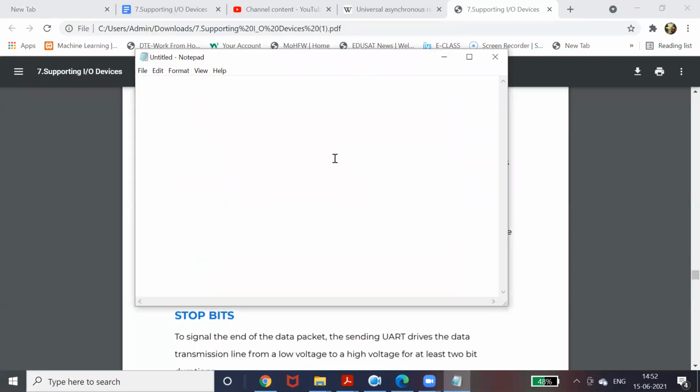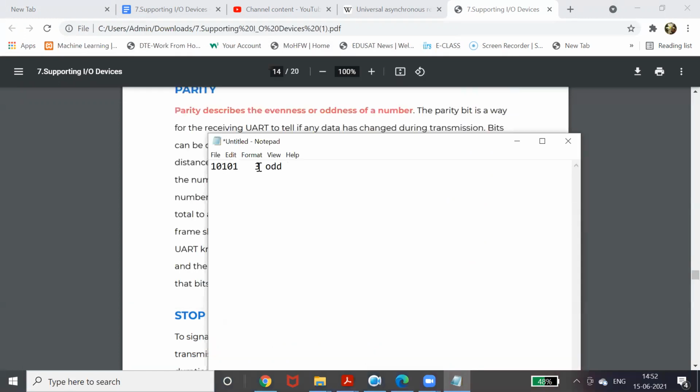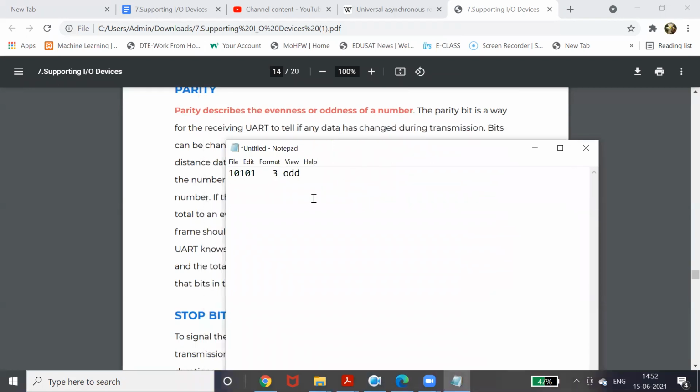For example, 1 0 1 0 1. Suppose this is your bit. Now tell me how many ones there are: 3 ones. So 3 ones, is it odd or even? It is odd. So what is odd parity? When the number of ones is odd, it is called odd parity, and the parity bit will be 1. Here the parity bit is 1.